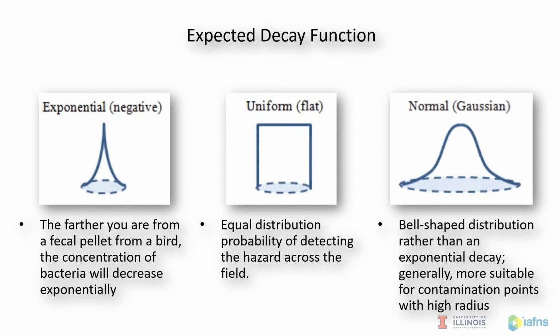such as irrigating the field with contaminated water. In this case, we assume an equal distribution probability of detecting the hazard across the field.